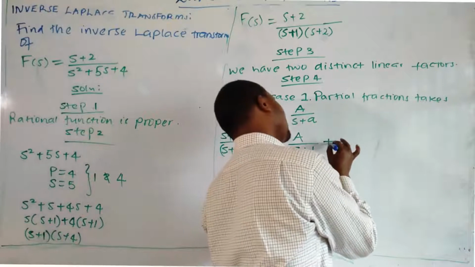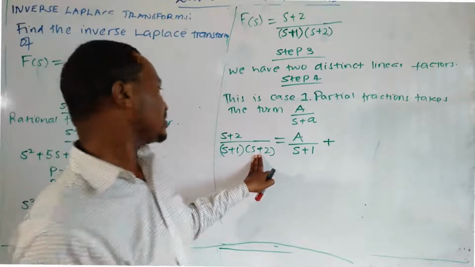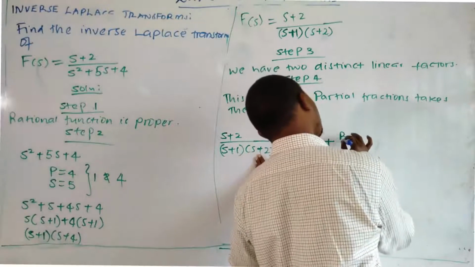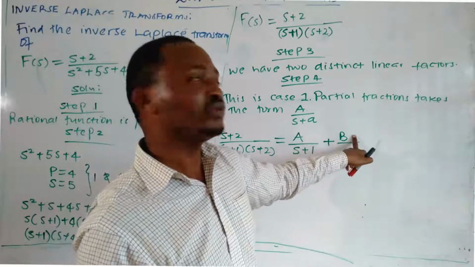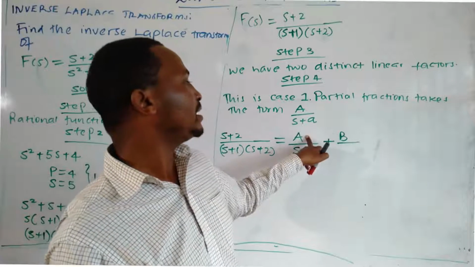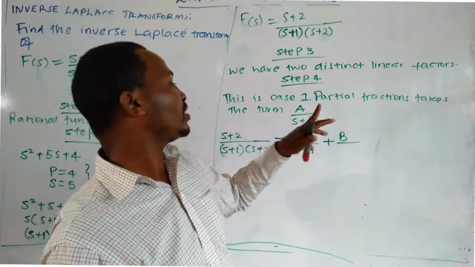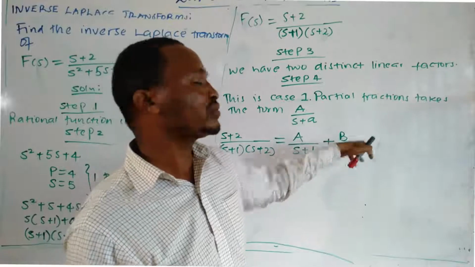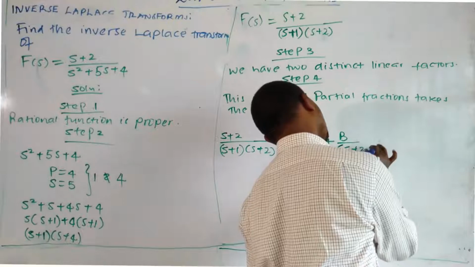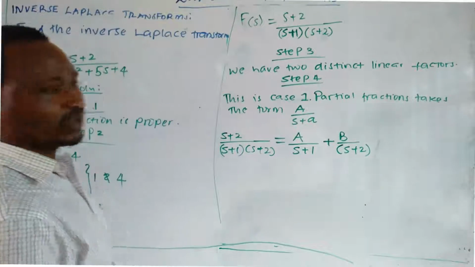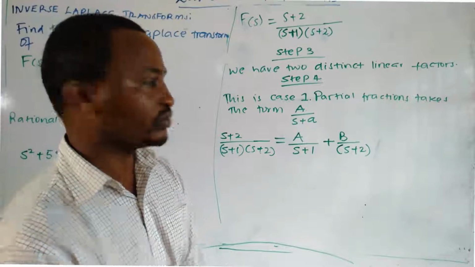Plus, because there are 2 factors, we must add the second factor. Plus B. I've used symbol A, now we use symbol B. You could have decided to use symbol maybe P and here use symbol Q, or you could have decided here to use symbol W and here symbol S, whichever you want to use. Divided by the second factor, which is S plus 2. I'm only saying this for purpose of your understanding. You don't have to say it.